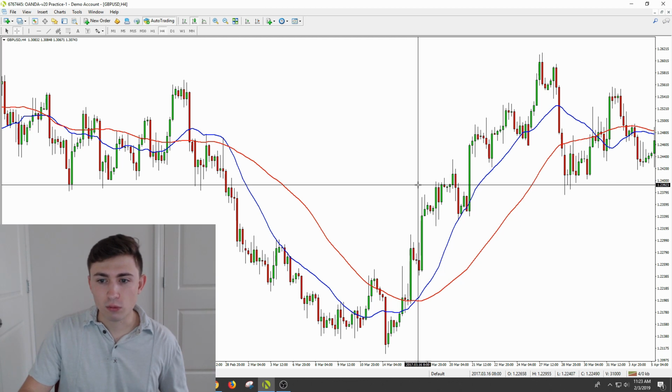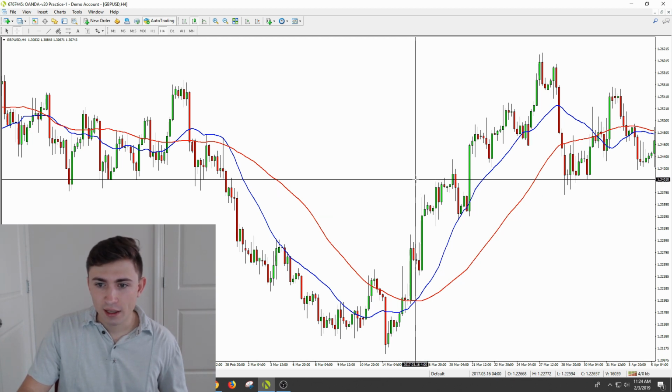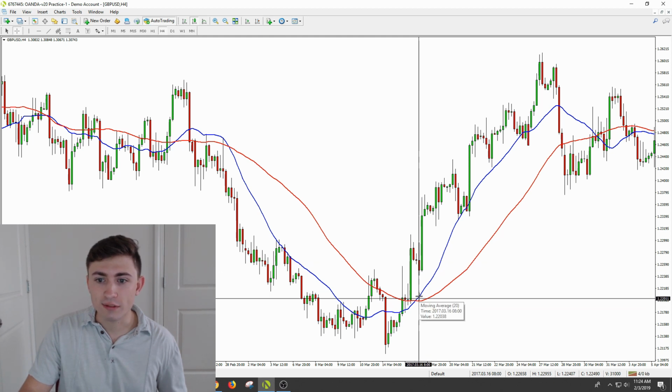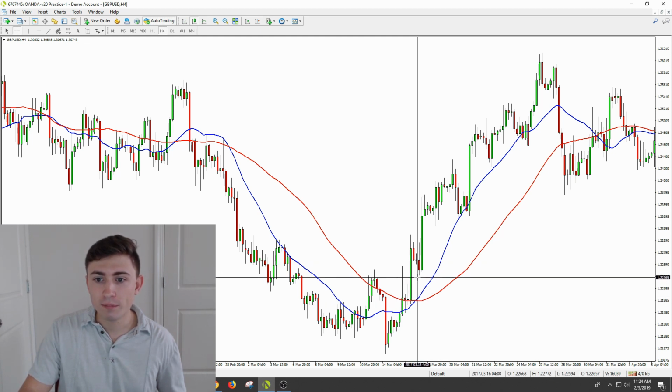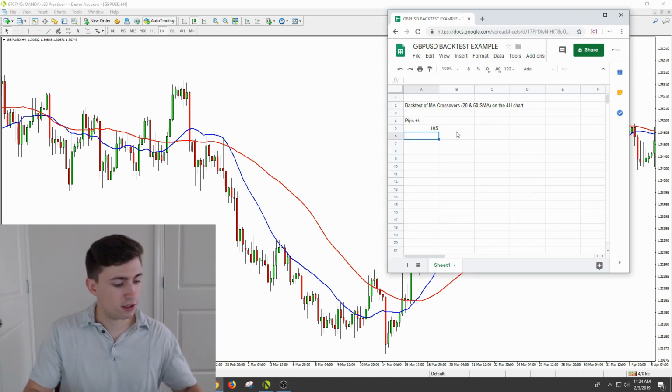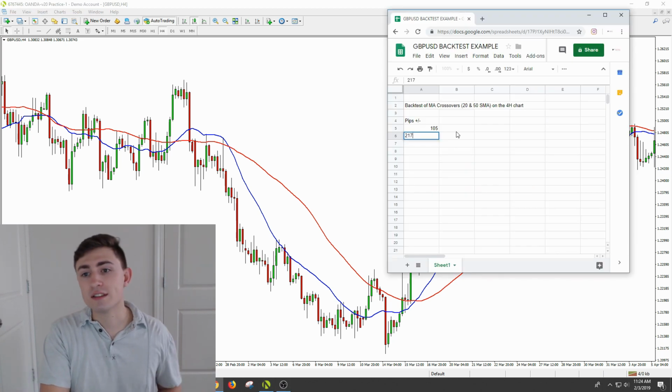So let's see, on this next one, right, this is the first candle to close and the moving average is over the red one, the blue one is. So we're gonna take a trade right here, and this was a great trade, right? We hold on to the position until it crosses under again. And sure enough, let's say right about there, we took about 217 pips. So you go back to your thing, record 217 pips.